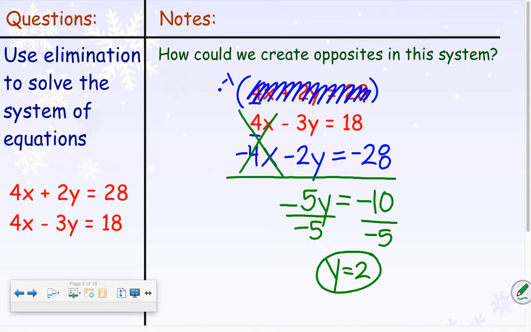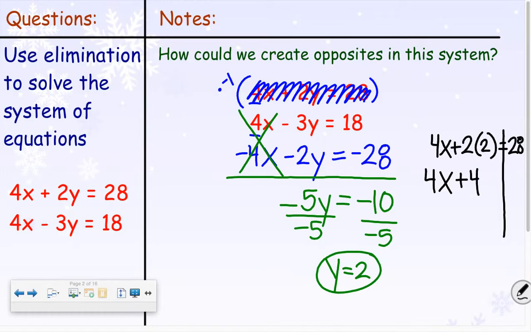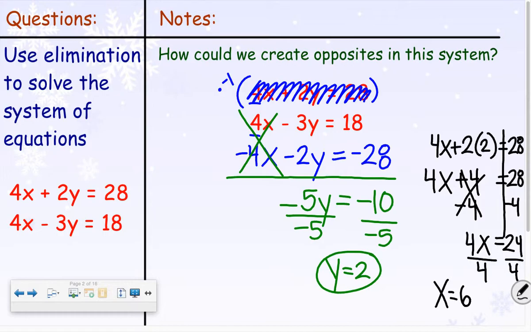Then I always take what I end up with and put it back in my first equation. Really, you can put it in any one you want, but I always just do the first one, just to do the same thing every time and be consistent. So we are solving for our other variable. 4x plus 4 equals 28. Subtract 4 on both sides. Divide both sides by 4, and we have x equals 6. So our solution to this system is (6, 2).